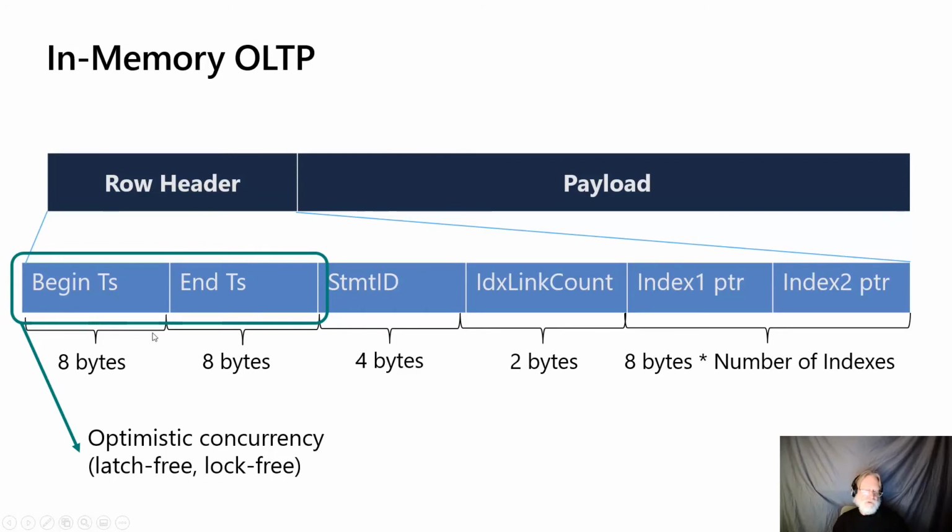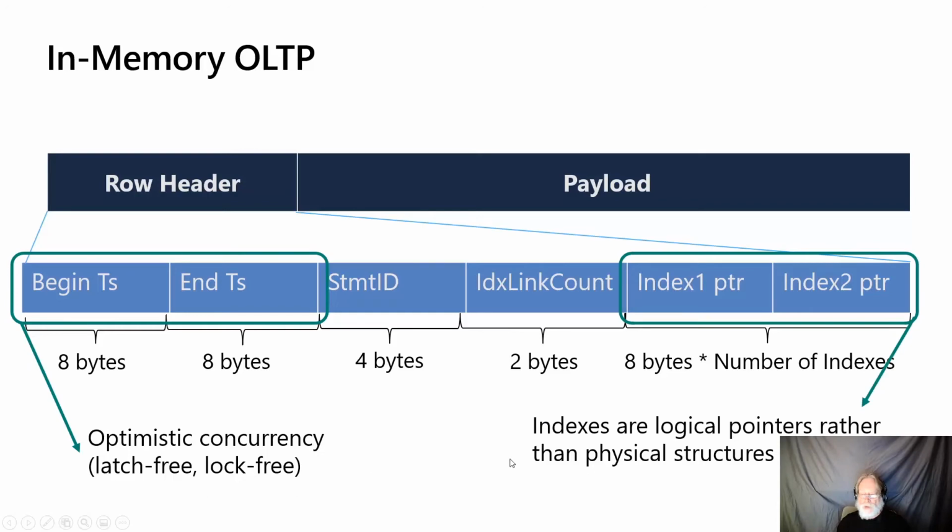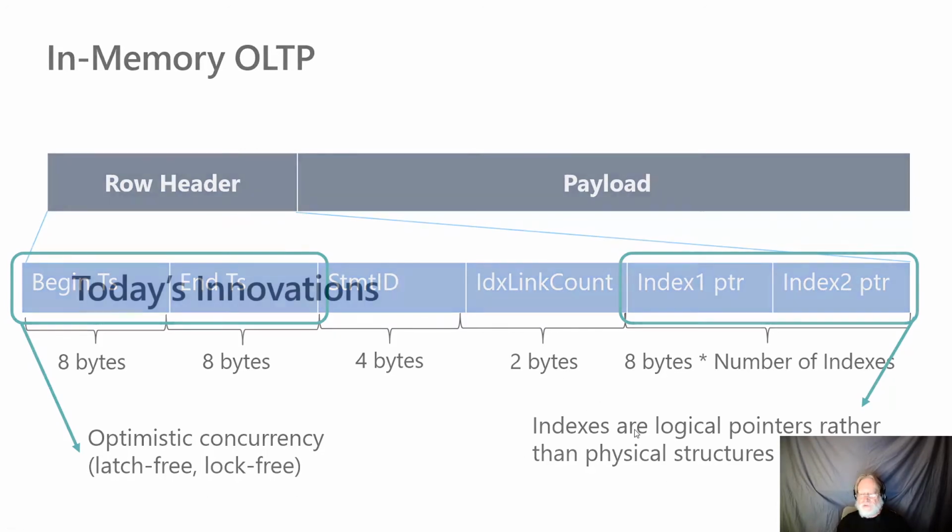The timestamps are used for optimistic concurrency. That's how we get the lock-free, latch-free. So we know when each version of each row was valid. We know that if you are going to modify a row that has been modified since the start of your transaction, then you can't do that logically without creating problems, so you have to back out. Indexes are physical pointers rather than structures.